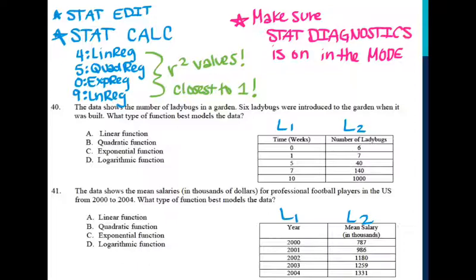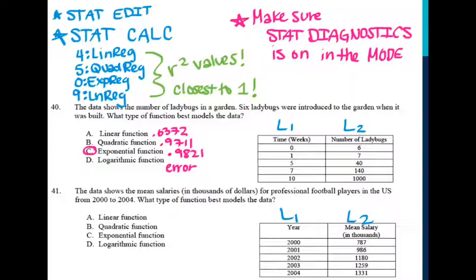Okay, so you're putting that into your calculator and then comparing the r-squared values. For 40 with the linear function, your r-squared value is 0.6372. For the quadratic function, it's 0.9711. For the exponential function, it's 0.9821. And for the logarithmic function, you get an error. So you're looking for the one that's closest to 1, which in this case is the exponential function, so your answer for that is going to be C.